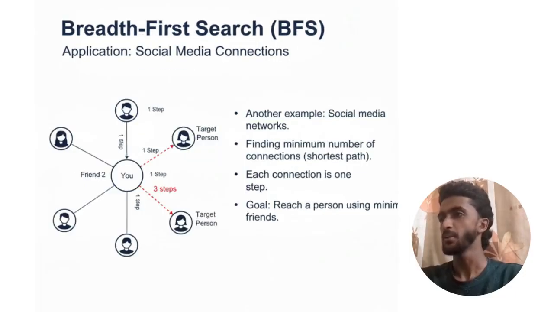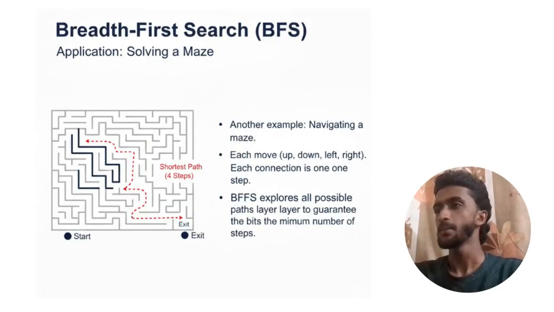Another example is social media: finding the minimum number of friend connections to each person. Another example is a maze. Each move is one step. We want to find the shortest path to the exit. BFS works by visiting nodes level by level. The first time we reach the destination, that path is the shortest path. BFS is very simple and very fast, but it only works for unweighted graphs.